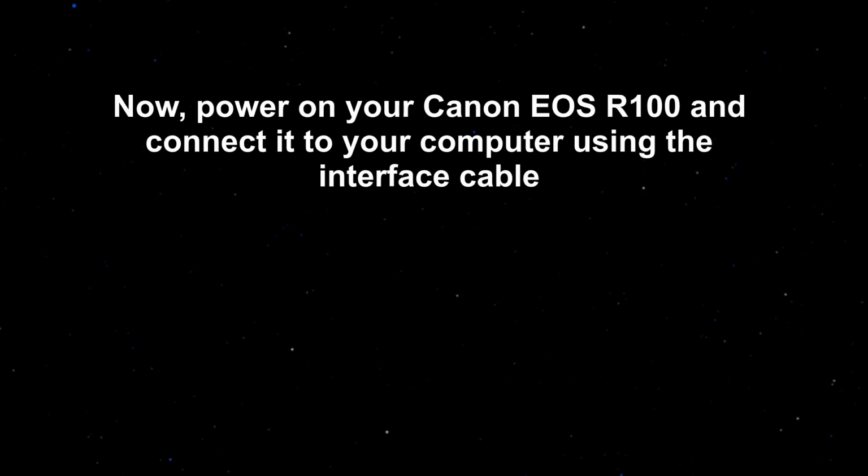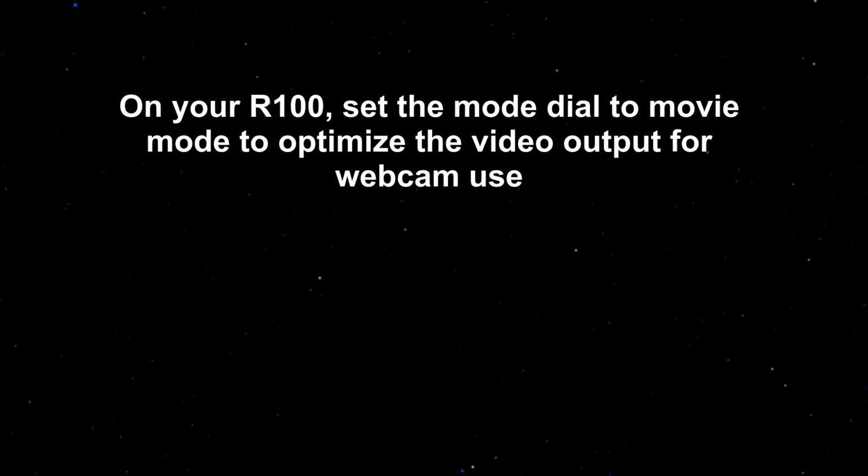Now, power on your Canon EOS R100 and connect it to your computer using the interface cable. On your R100, set the mode dial to movie mode to optimize the video output for webcam use.